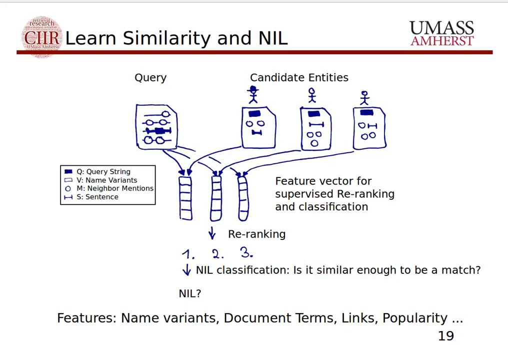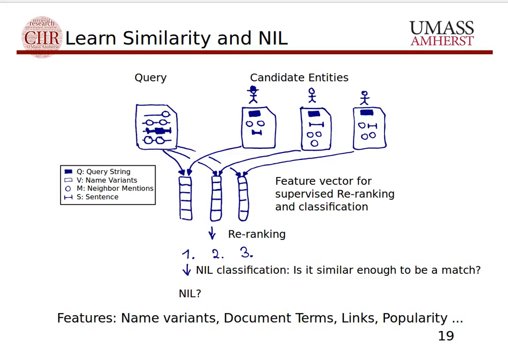And then we can either just return whatever entity ends up on rank 1, or we can apply the nil classification on top of it, where the goal is to figure out whether this entity is similar enough to the query mention to be a good match, or whether we'd rather be on the safe side and say we don't know any entity in our knowledge base that refers to this query.